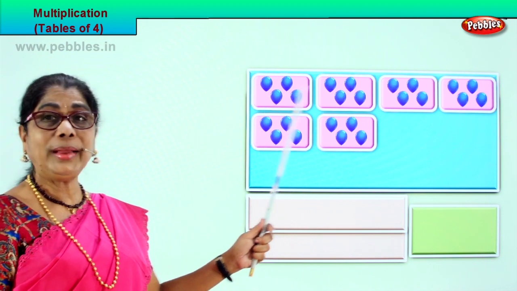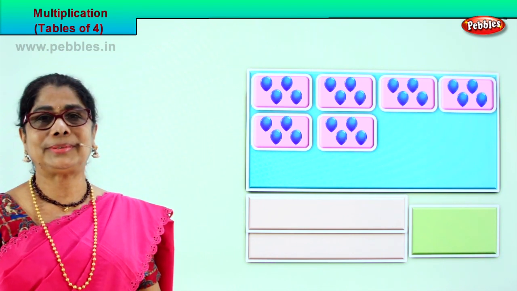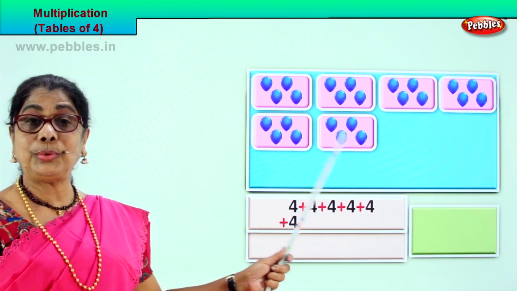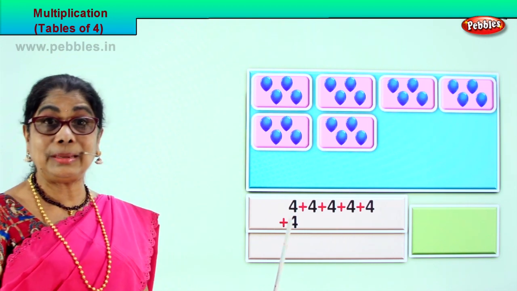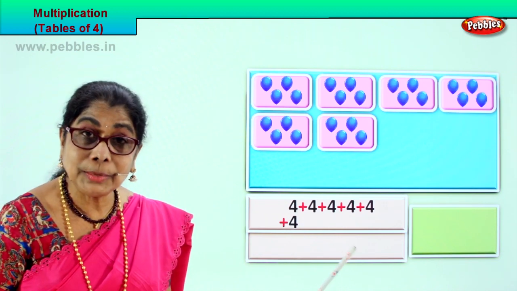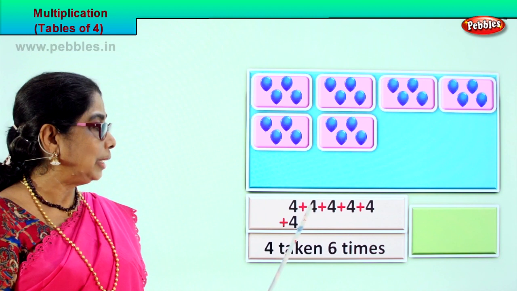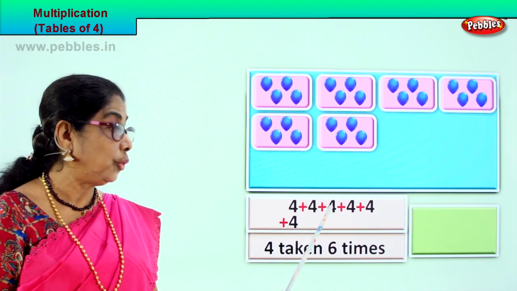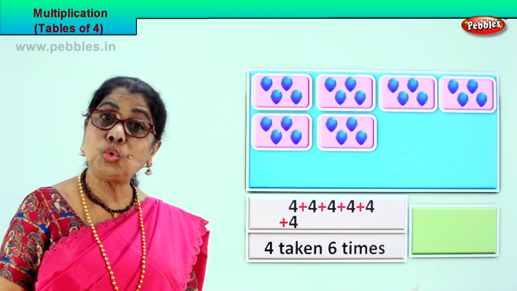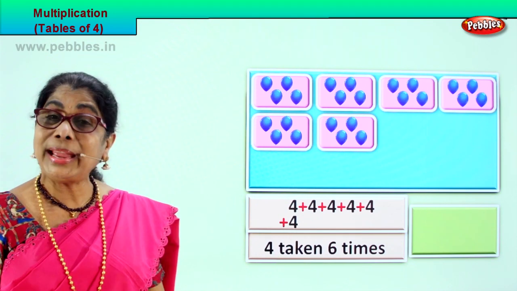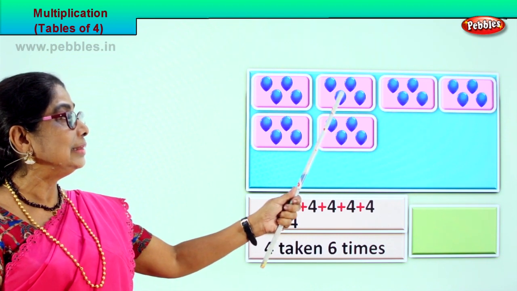Look. 1, 2, 3, 4, 5, 6. You have 6. 4 taken 6 times. Now, look here. 1, 2, 3, 4, 5, 6 times 4. Multiplication is simply repeated addition. Let's add all this and see how many. 4 plus 4, 8. 8 plus 4, 12. 12 plus 4, 16. 16 plus 4, 20. 20 plus 4, 24. Okay? 4 plus 4, 8. Plus 4, 12. 16.